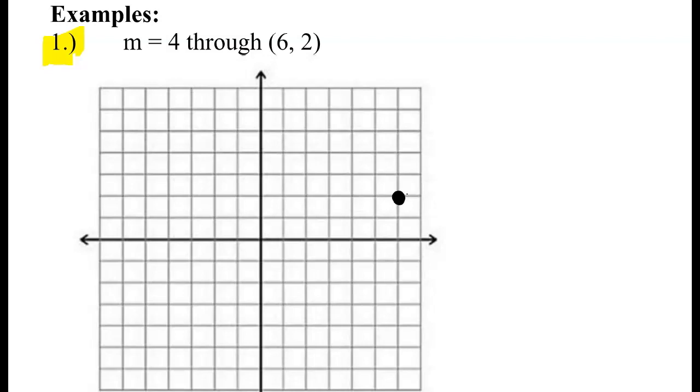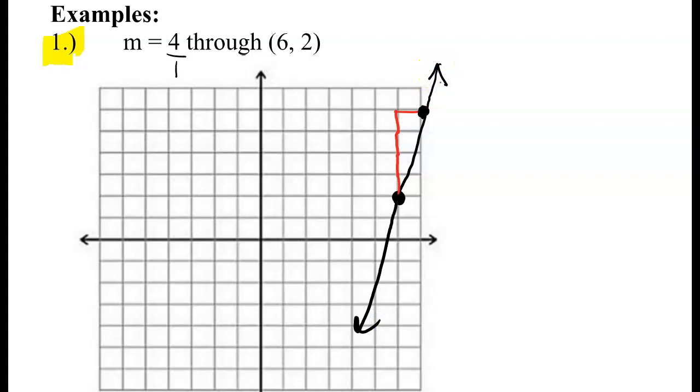From here, I need to count my slope starting from this point I just plotted. My slope is a positive 4, which, remember, positive 4 without a fraction is like 4 over 1. That means I need to go up 4 units, because it's positive. So 1, 2, 3, 4, and then to the right 1 unit, and my next point to connect the dots is right here. So my line that goes through 6, 2 with a slope of 4 looks like this. Not the most straight, but that's okay.